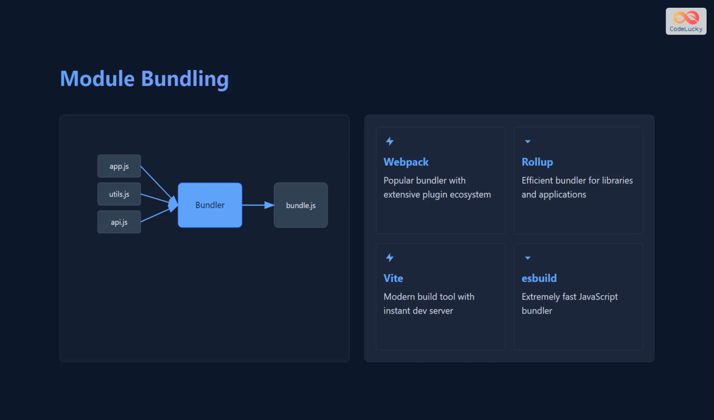Some of the most popular bundlers are Webpack, which is a popular bundler with an extensive plugin ecosystem, Rollup, which is an efficient bundler for libraries and applications, Vite, which is a modern build tool with an instant development server, and esbuild, which is an extremely fast JavaScript bundler.